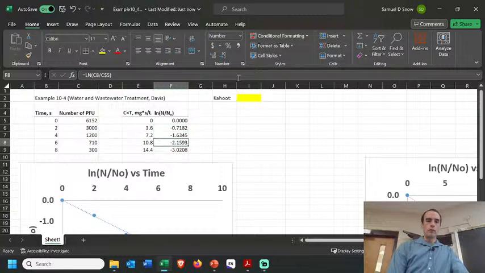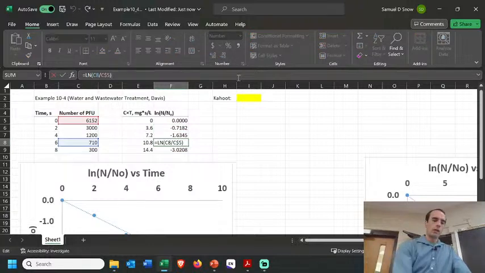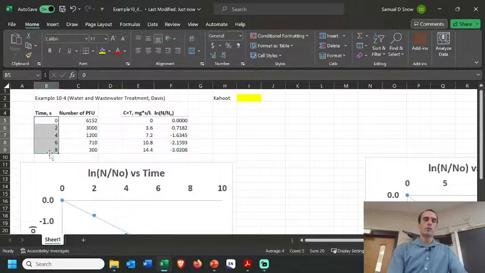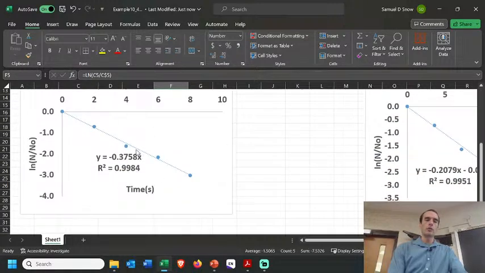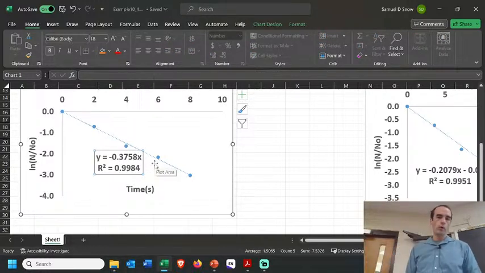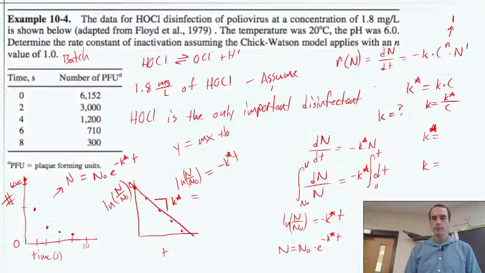And so as we go down, we see we can fill that in, and we get our values for the natural log of n over n naught as a function of time. So this first graph, I'm going to plot time versus the n over n naught. And we get this nice linear relationship, and we get our slope to be 0.3758. And that's going to be per second.